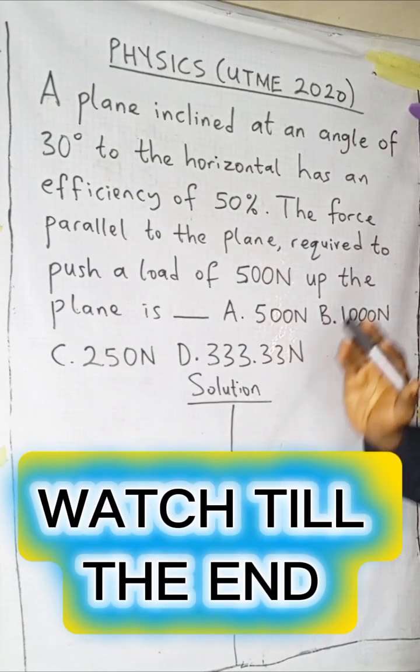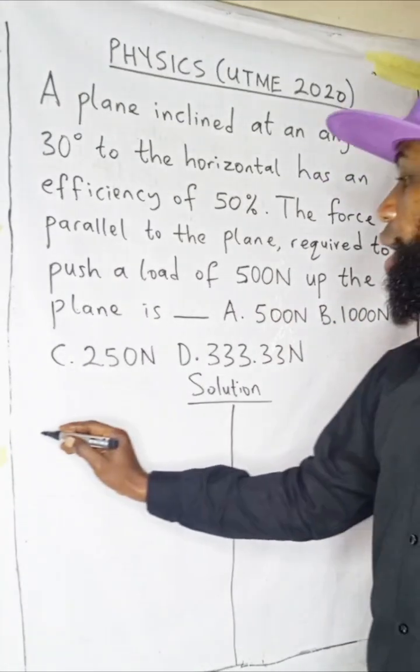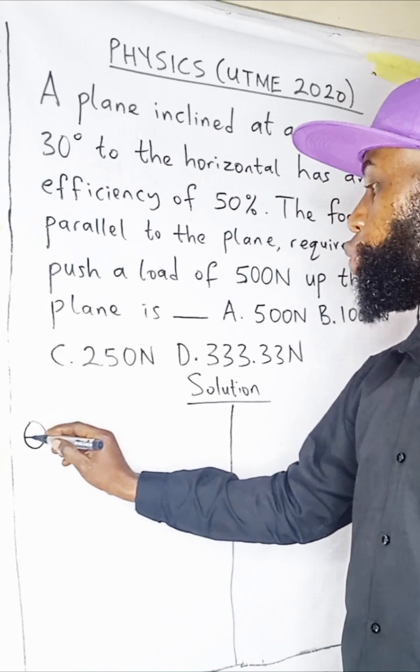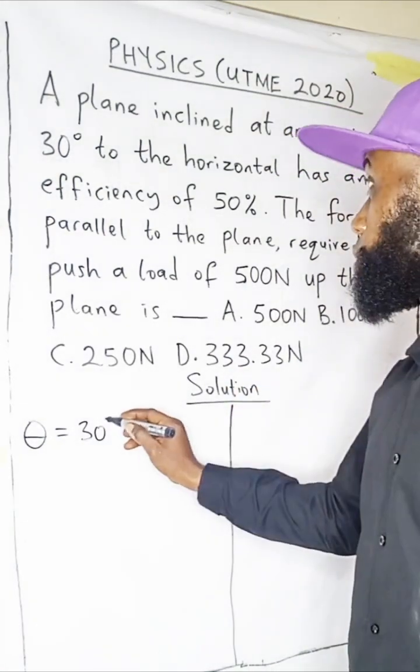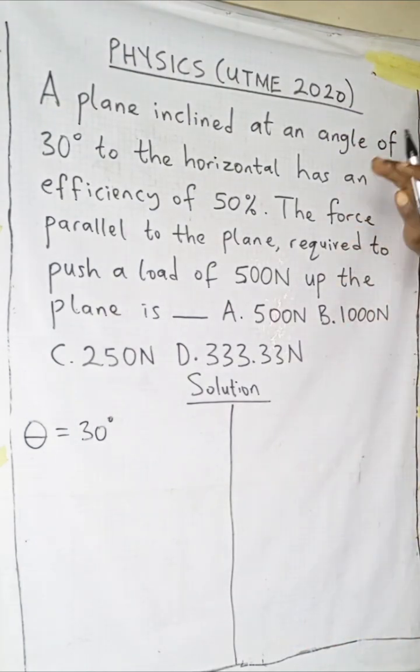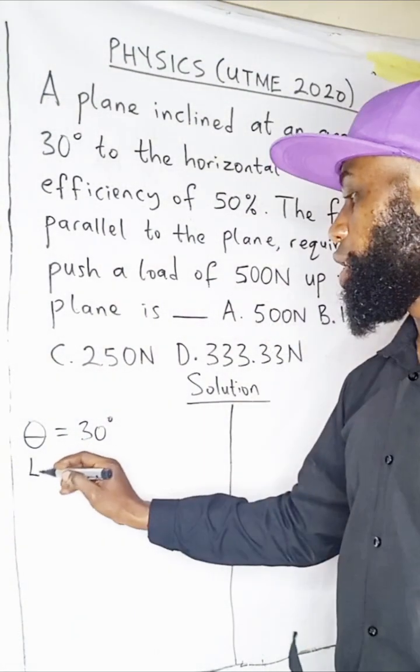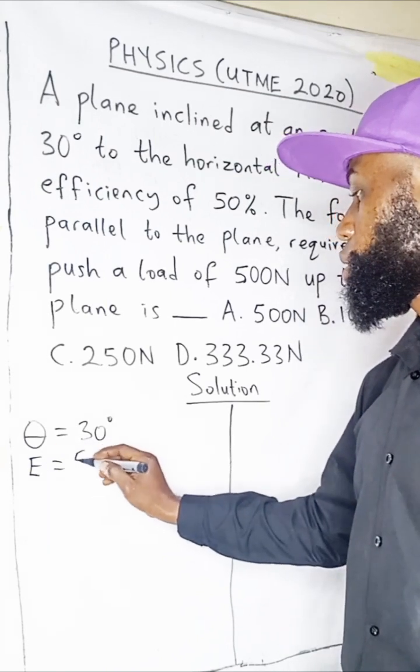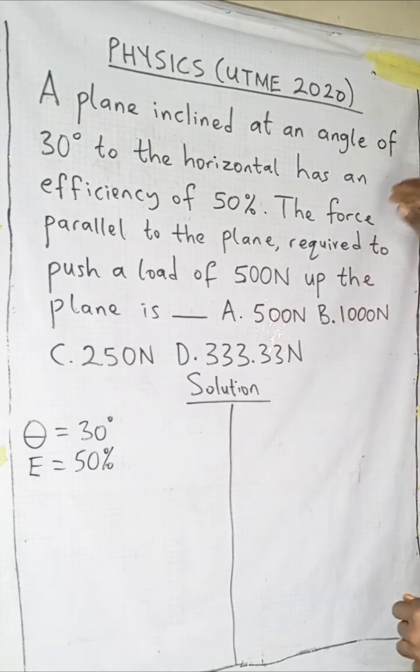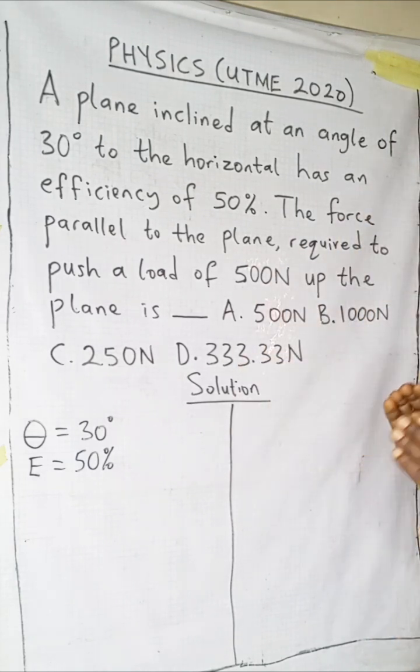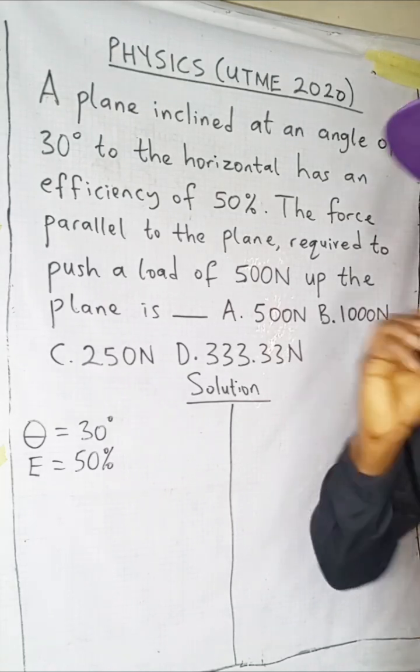A plane inclined at an angle of 30 degrees. So we have our angle of inclination to the horizontal being 30 degrees, right? Has an efficiency of 50%. So we have efficiency E is 50%. Now, the force parallel to the plane required to push the load of 500 newtons.